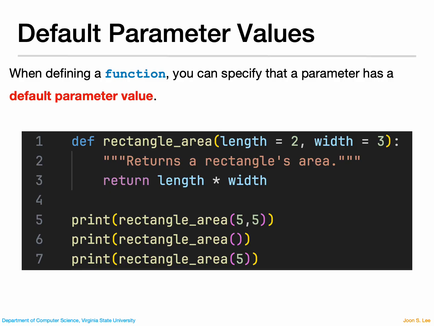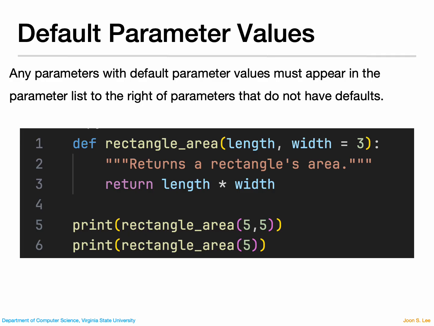On line 7, we call it with just one argument, rectangle_area(5). Here the length becomes 5, but since width isn't provided, Python falls back on the default, width equals 3. That gives us 15. The key idea is that default parameter values make our functions more flexible because they can work with different numbers of arguments depending on what we need.